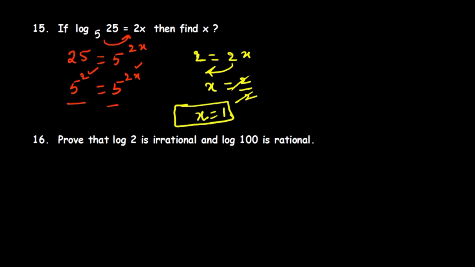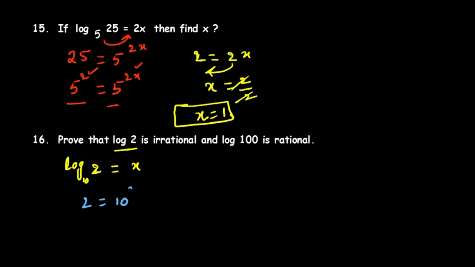Okay. Next one: prove that log 2 is irrational and log 100 is rational. How can we prove that? For log 2, you take log 2 equal to x. Log 2 means we should take the base 10, okay? Log 2 base 10 is equal to x. Now its exponential form, we get 2 is equal to 10 to the power of x.